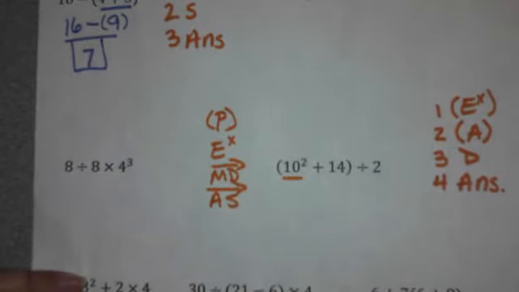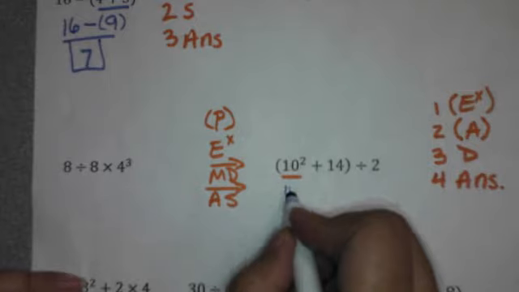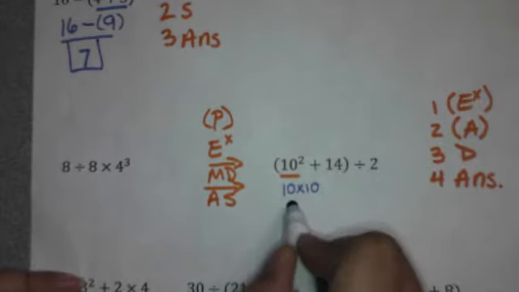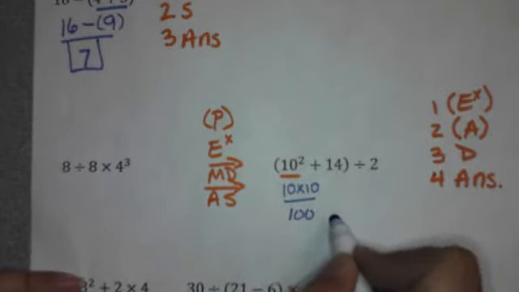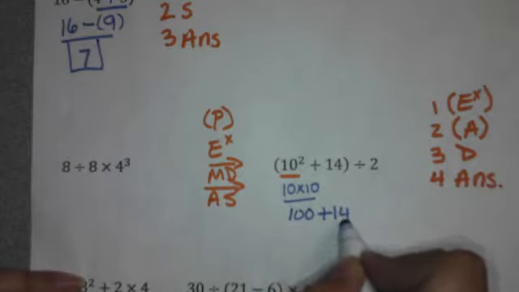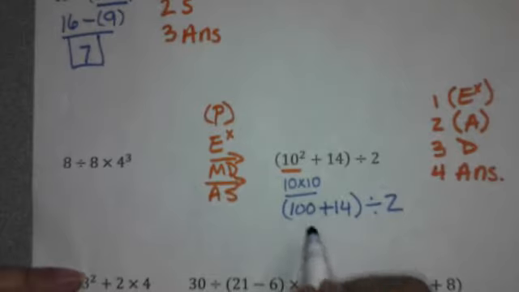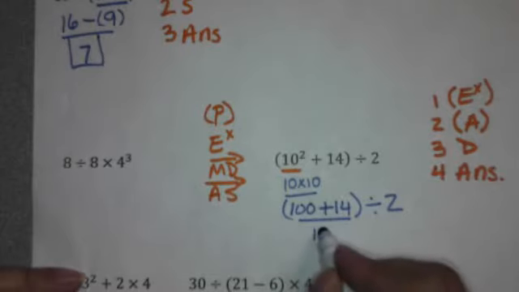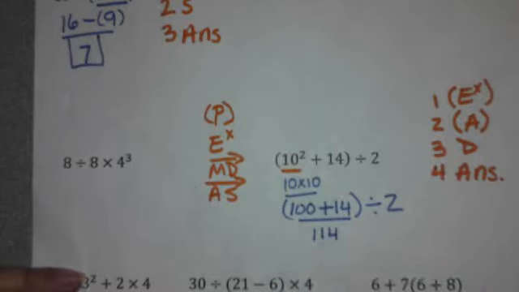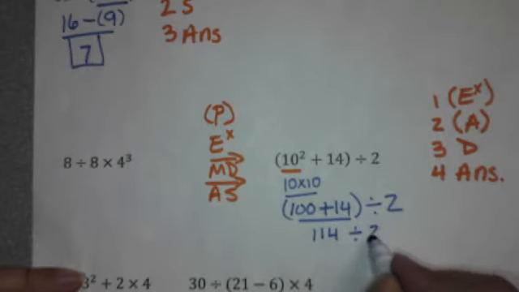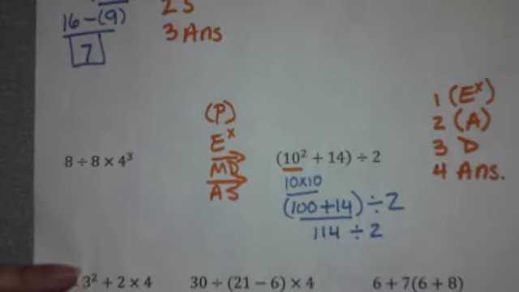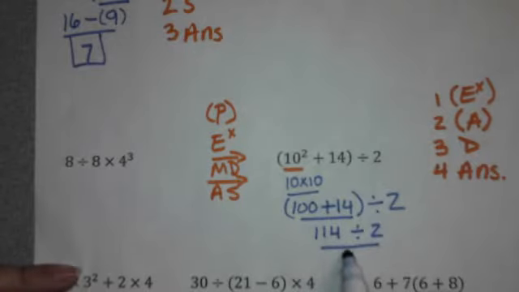So let's do this. 10 to the second power is 10 times 10. 10 times 10 is 100. Rewrite. Remember, after every single step, you are going to rewrite. 100 plus 4 is 114. Rewrite. And 114 divided by 2 is 57. And that would be your answer.